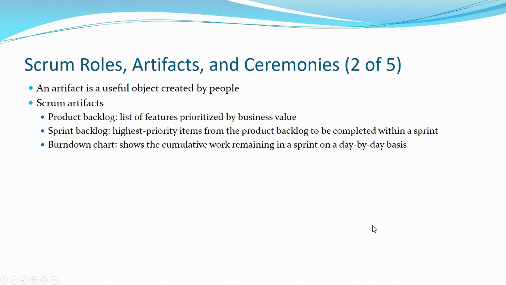Well, the term artifact in Scrum means basically you have something of value. It could be a report, it could be an actual deliverable, it could be any of these things. The main Scrum artifacts are referred to in three different areas. We've got the product backlog, the sprint backlog, and the burn down chart. So the product backlog means what do we need to get done? What are the features we need to accomplish for this product?